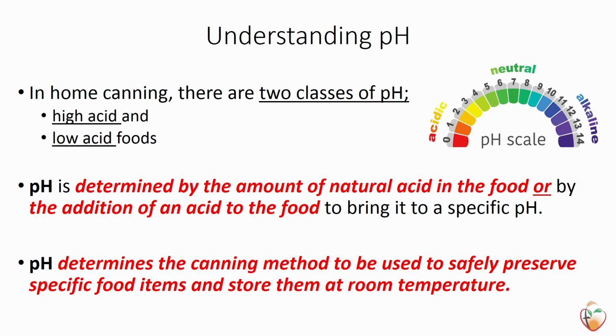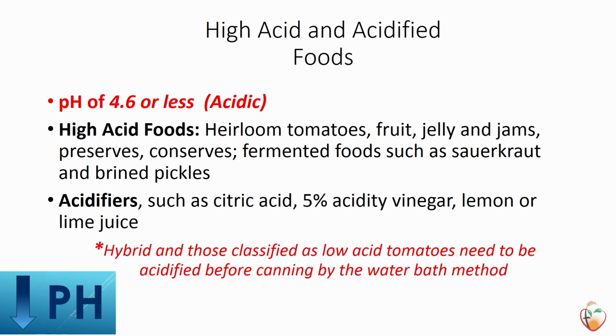One other thing that we need to understand before getting started with our canning process is pH. In home canning, there are two classes of pH, high acid and low acid foods. pH is determined by the amount of natural acid in the food or by the addition of an acid to the food to bring it to a specific pH. pH determines the canning method to be used to safely preserve specific food items and store them at room temperature.